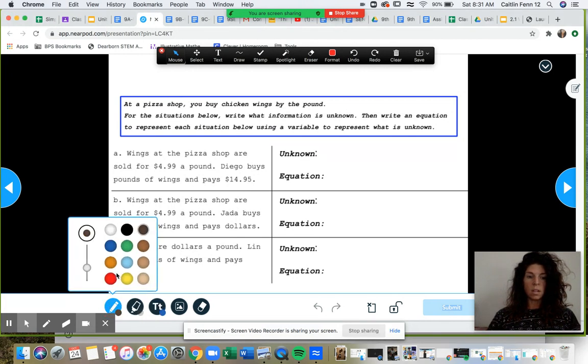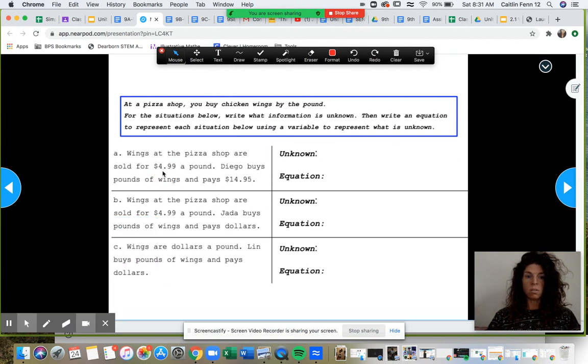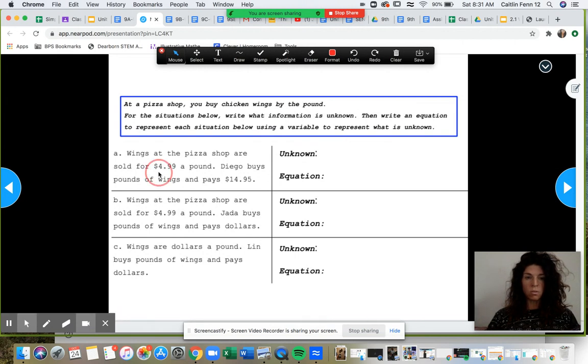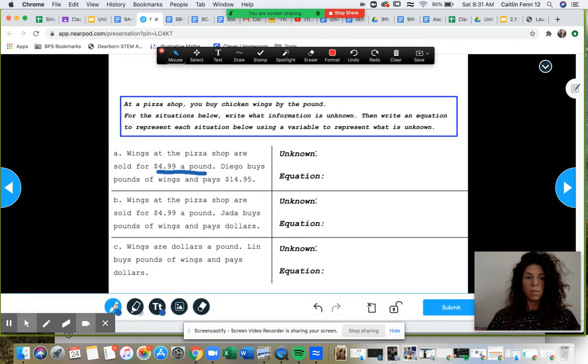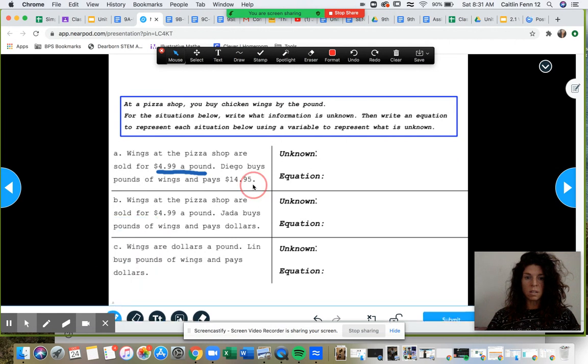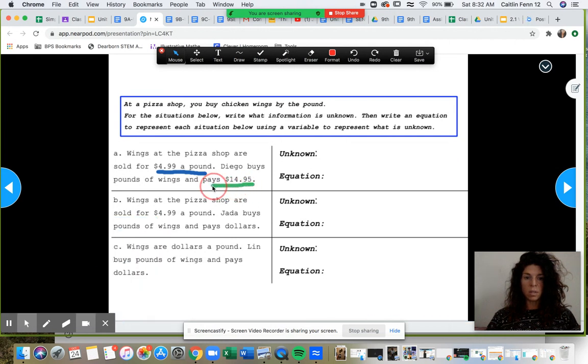Let's start by underlining what we do know. What information is important that we have? We know that we're buying wings and they're sold for $4.99 a pound. We also know he's going to pay a total of $14.95, so that's important information too.